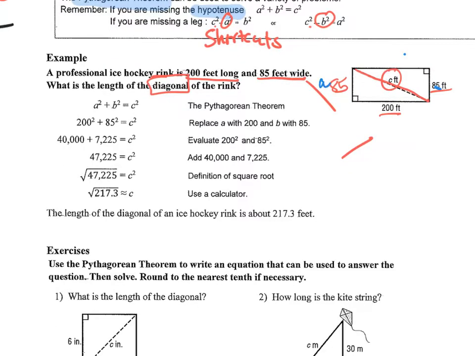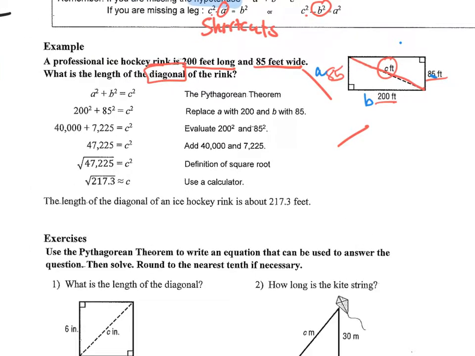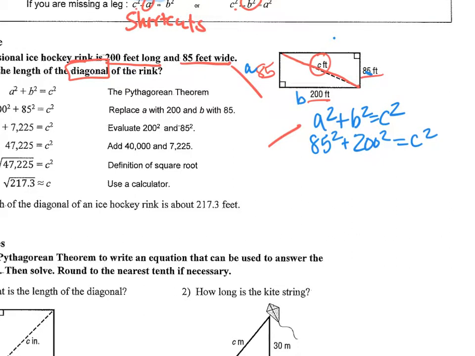So we've got A, B, and C. And so they did that here. Or replace A with 200, blah, blah, blah. So they flipped them. Same thing. I'll do it over here with my own stuff. So A squared, we'll say 85 squared plus B squared equals C squared. Okay? So 85 squared, I'm going to put this in the calculator all together.